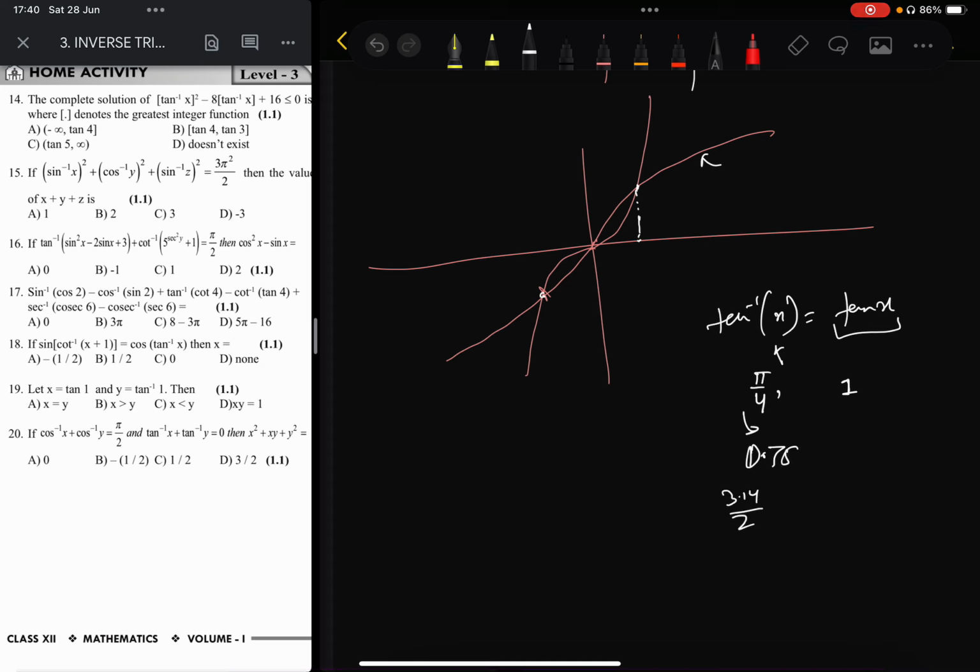Pi is 3.14, divided by 2, divided by 4. 7 fours are 28, so this is 0.75 something, right? So this is pi by 4 and this is 1 here, right? Now compare: for tan x, pi by 4 gives 1 here. For x equals 1, this one is pi by 4 here.